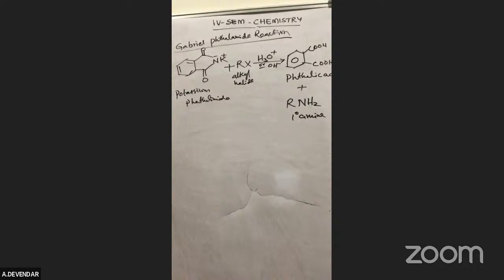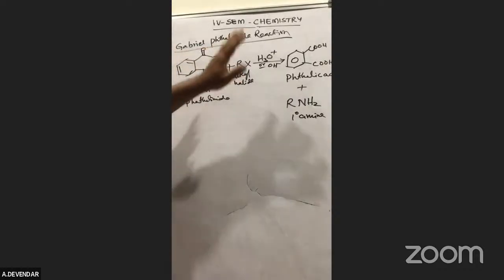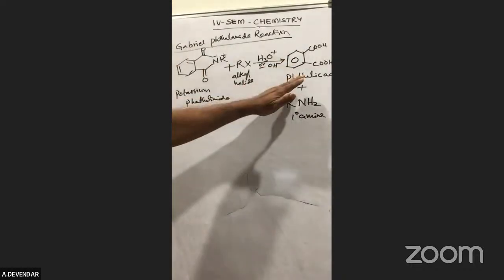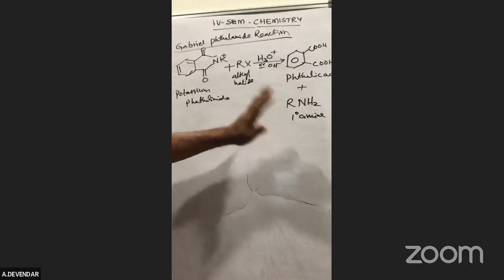Somewhat complicated, not totally complicated. One intermediate product is given. So after that, we are getting this one. So we are wrapping up the potassium. This phthalic acid is removed out. Primary amine will be formed anyway.